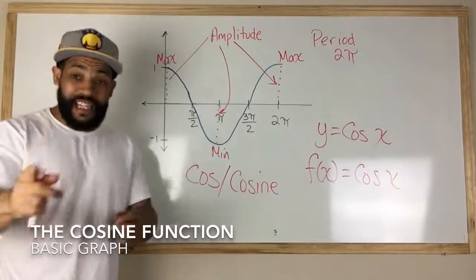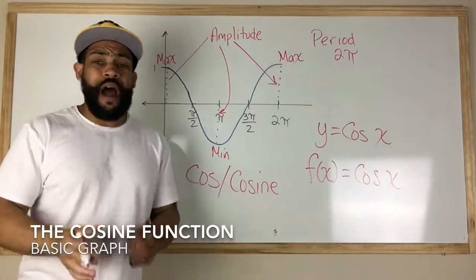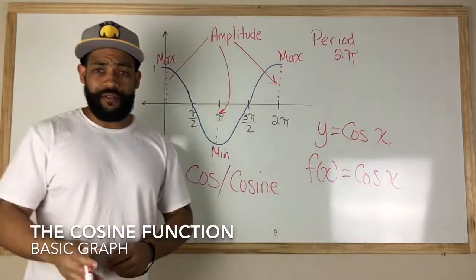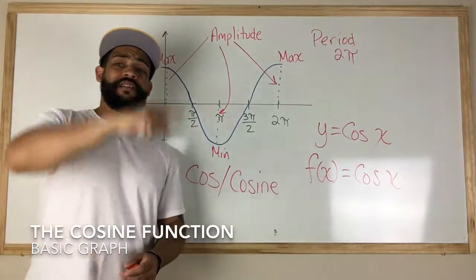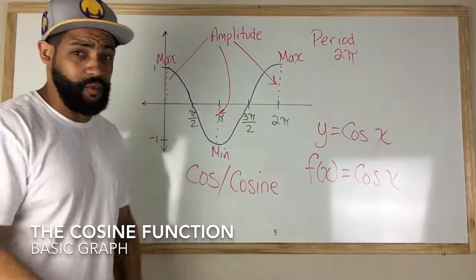So for the sine and the cosine function, they have a period of 2 pi. If you're wondering why the basic sine and cosine function has a period of 2 pi, it deals with a circle. A full circle has 2 pi radians in it, so that's exactly why.